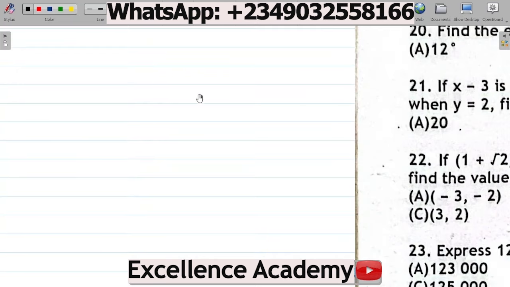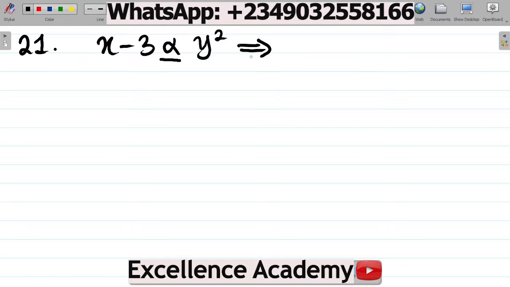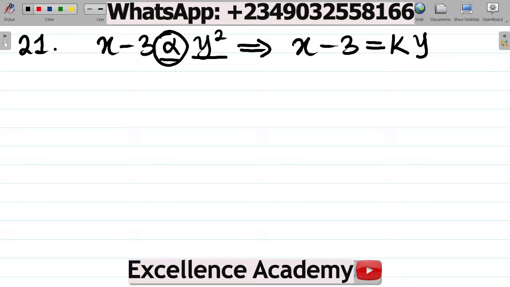Now for question number 21, they said that x minus 3 is directly proportional to the square of y, all right? And if you have to simplify this, our first task would be to take out the proportionality sign, bring an equal to as well as a constant. So we'll have that x minus 3 is equal to k, then y squared.